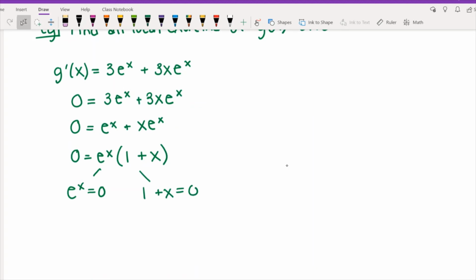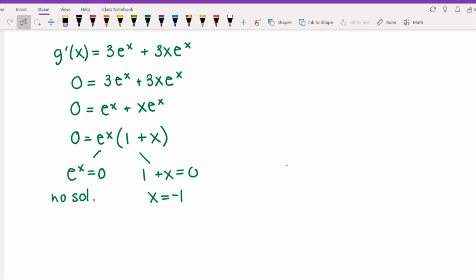And so as we've seen, e to the x is never equal to 0. That doesn't give us any solutions. But here we get x is equal to -1. And so that means that our only possible local max or min is x is equal to -1. And so we're going to need to take the second derivative and plug in -1 in order to figure out whether it's a local max or local min.